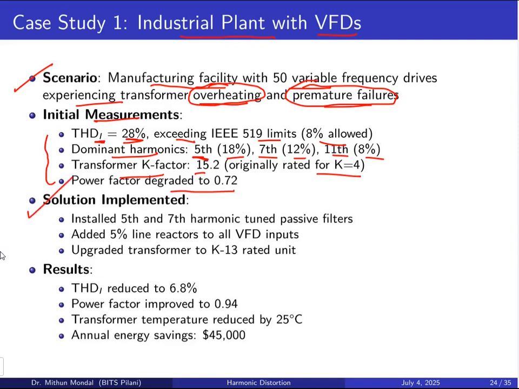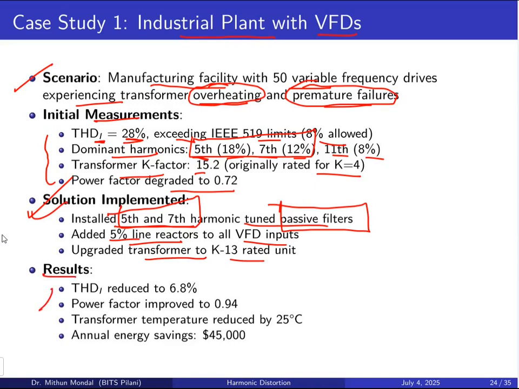Now we will take out the solution. So what is the solution? You install the 5th and 7th harmonic tuned passive filters. So the solution that we bring out is basically use of the passive filters with the 5th and the 7th harmonics, because you can see here the 5th and the 7th harmonics are the ones which are more dominating here, and hence we can add line reactors of 5% to all the VFD inputs and upgrade the transformer to K13 rated. So yes, the solution has been taken.